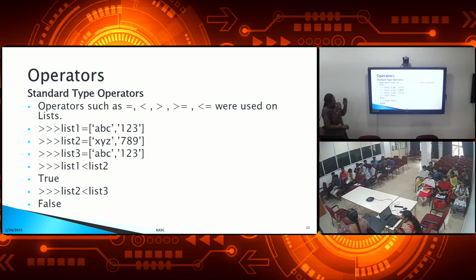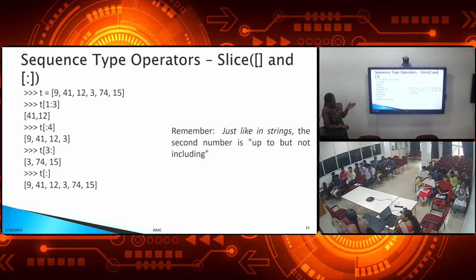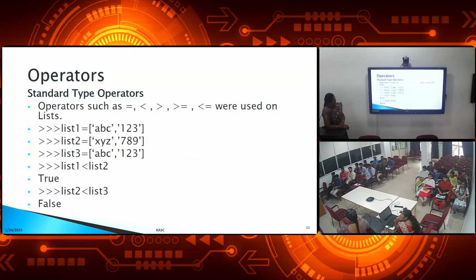So here, for list 1 we have 2 elements, list 2 has another 2 elements, and list 3 also has 2 elements, right? Now we are going to compare whether list 1 is less than list 2. Yes, of course. How do you say? Because both the elements are the same, no? 1 and 2. You have only 2 values, isn't it? Right? The answer is true.